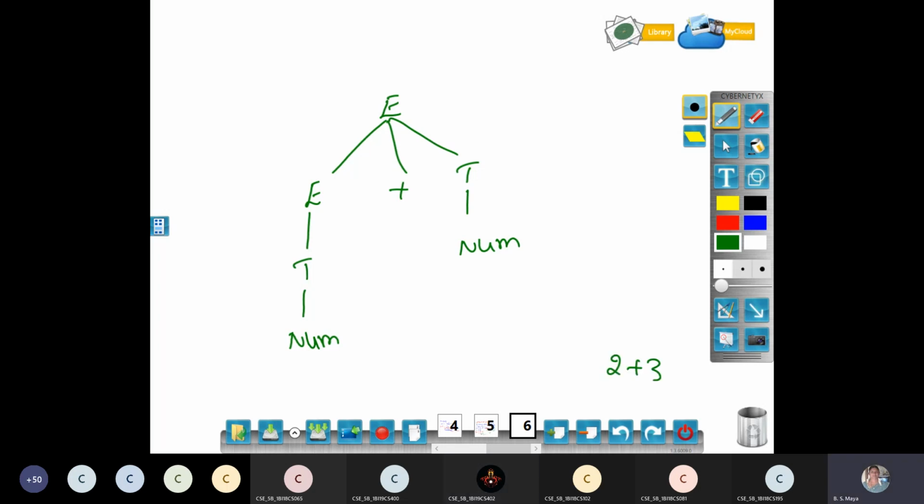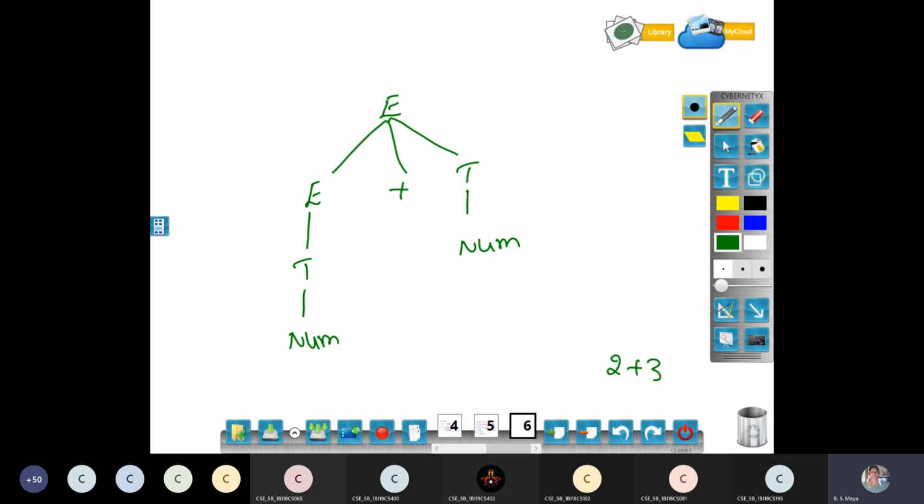So, ma'am, the same parse tree I will write in the big format. E derives E plus T, T derives num, and T derives num. Okay? Any doubt? No, ma'am.